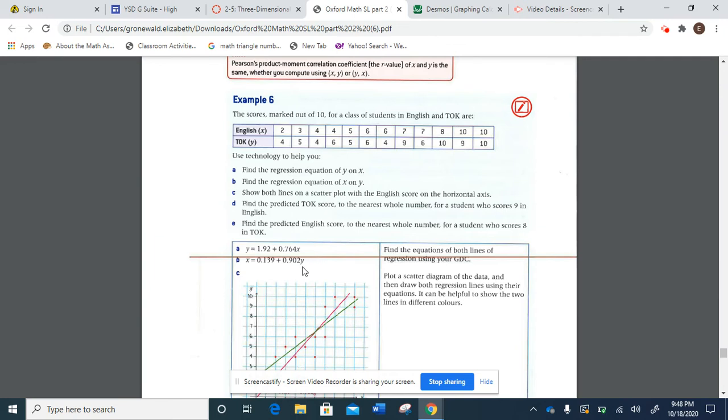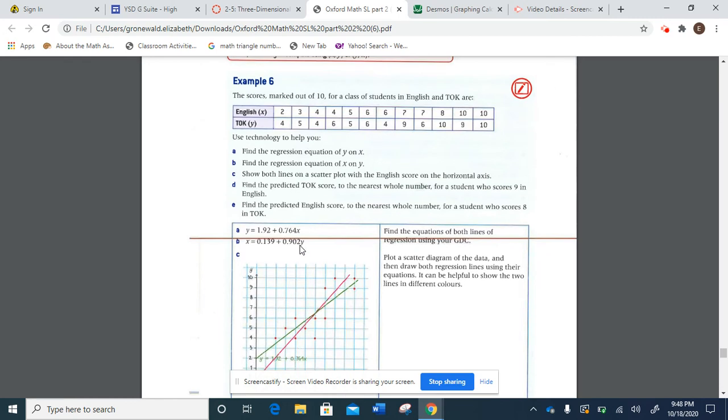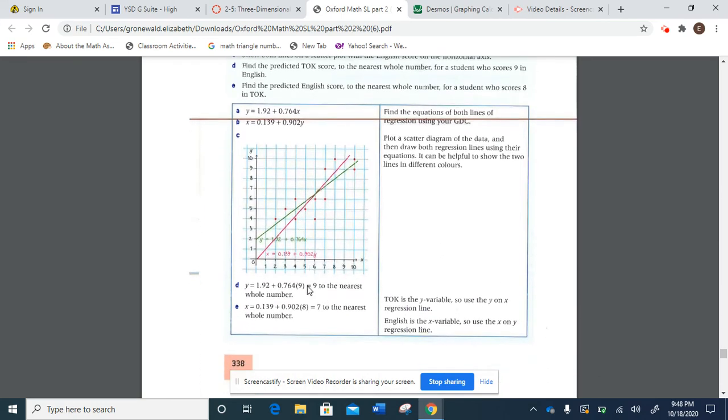So we have two different equations, and now we can answer pretty much anything we want to know about either the English class or the TOK class, and that's what they're going to ask you. It says, find the predicted TOK score to the nearest whole number for a student who scores a 9 in English. The English class is your x, so you're going to use this first formula. You plug a 9 in and get an answer. In this case, because everything's whole numbers, when they plug in the 9, they get a 9 out as well.